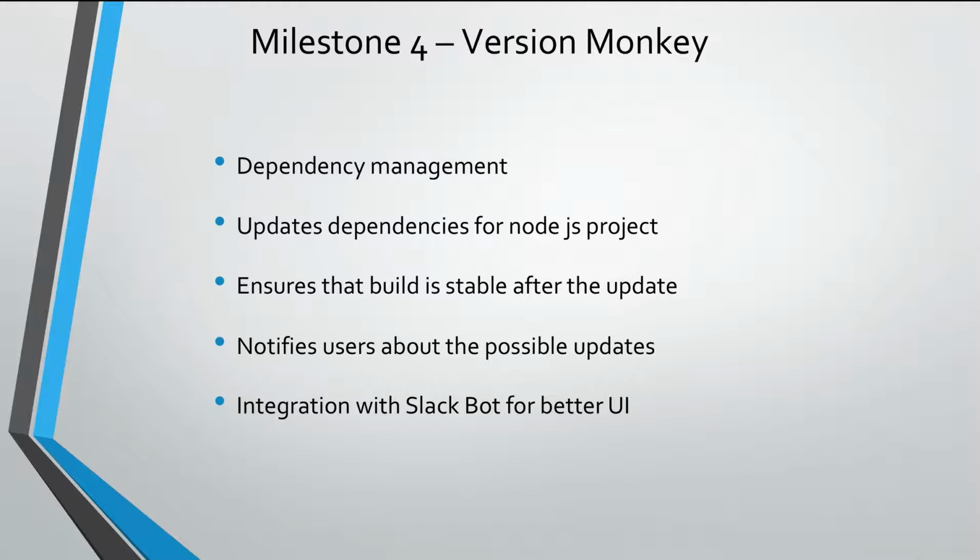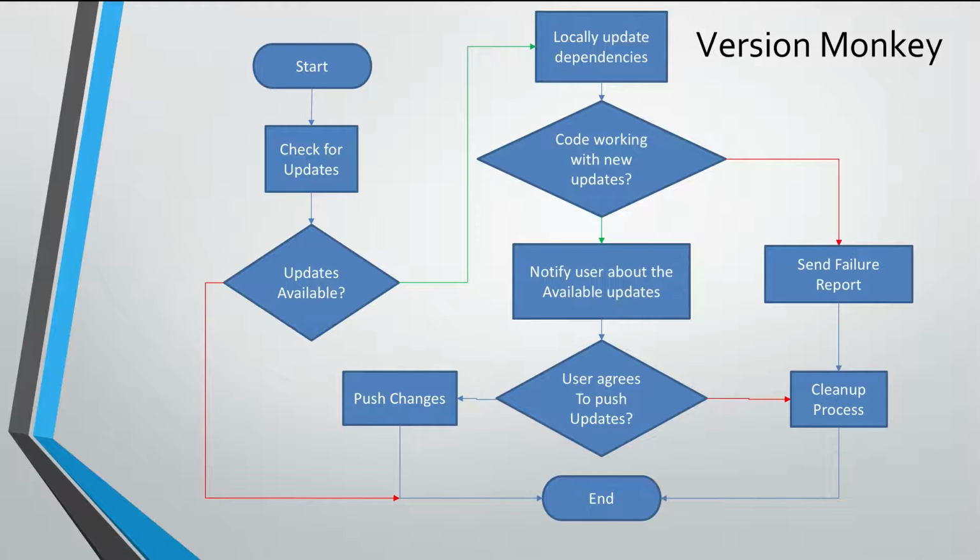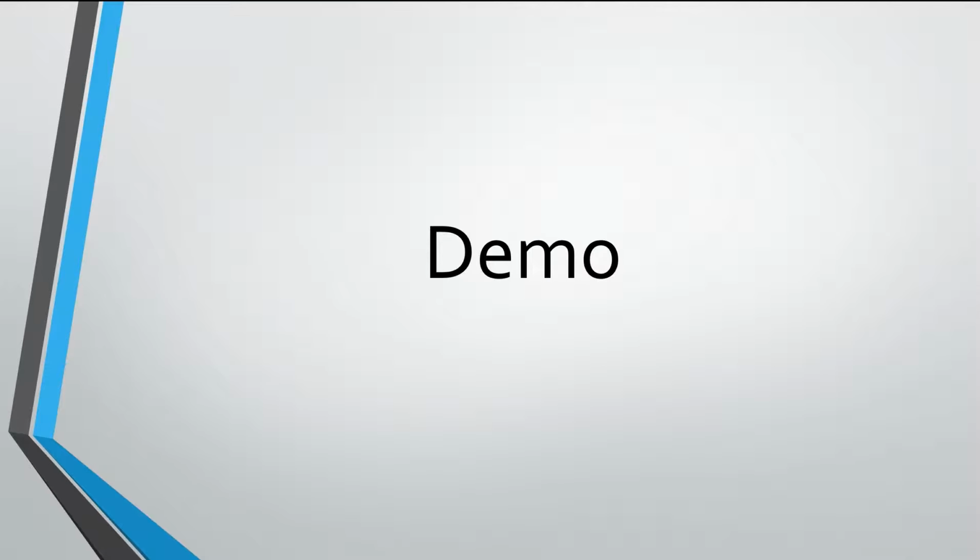And in order to make it better, so that the user can have better communication with the service, we are trying to integrate a Slackbot with the system. So this is the overall process flow of the version monkey. Let me take you through the demo.